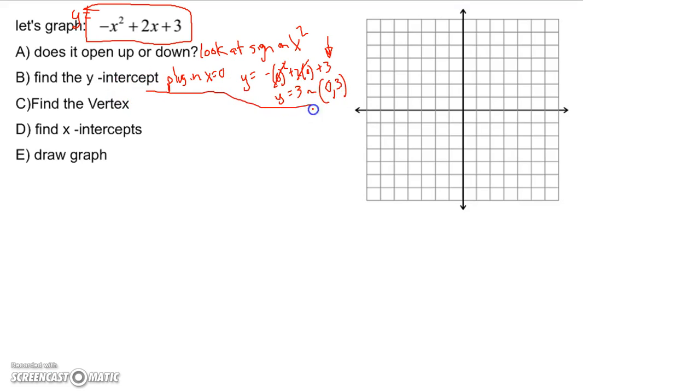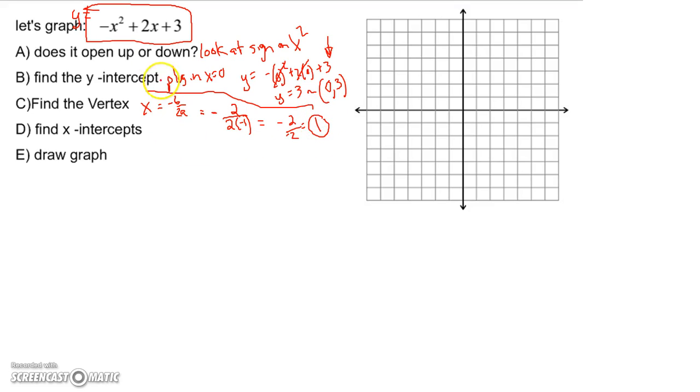Okay? Now we've got to find the vertex. And the vertex is done by remembering that our x value of the vertex is equal to minus b over 2a, the fraction, not just minus b over 2a, which in this case equals minus b is 2, and 2 times a is minus 1. This is going to be the same thing as minus 2 over minus 2, which is going to equal 1. My x value of the vertex is 1.